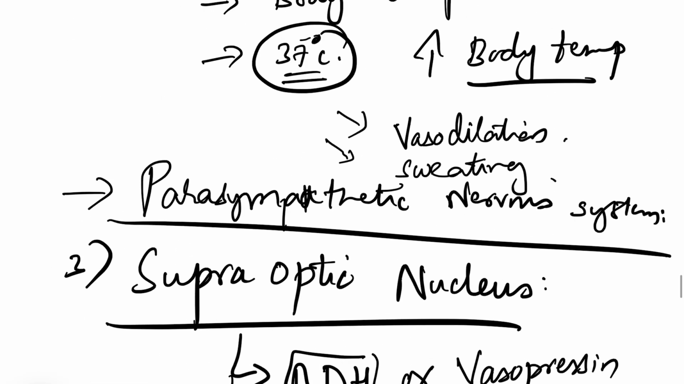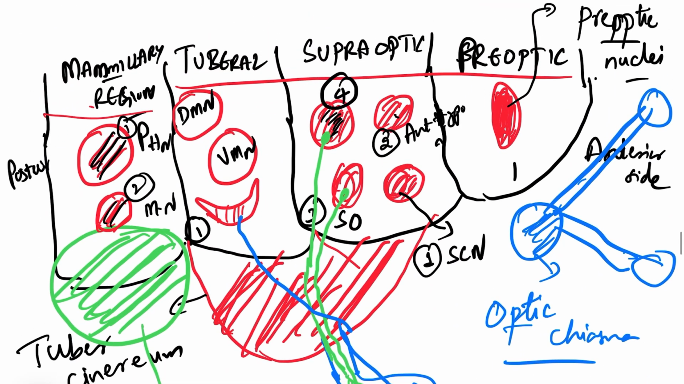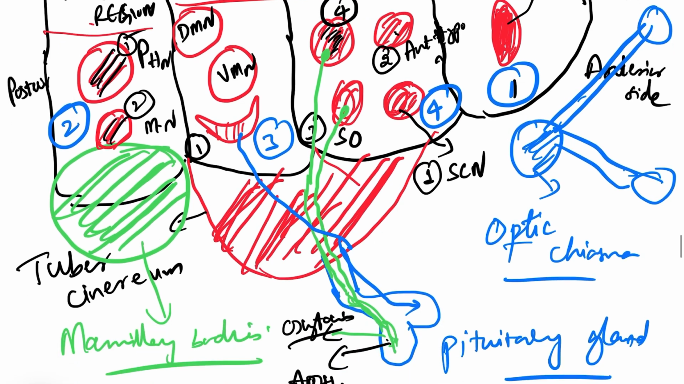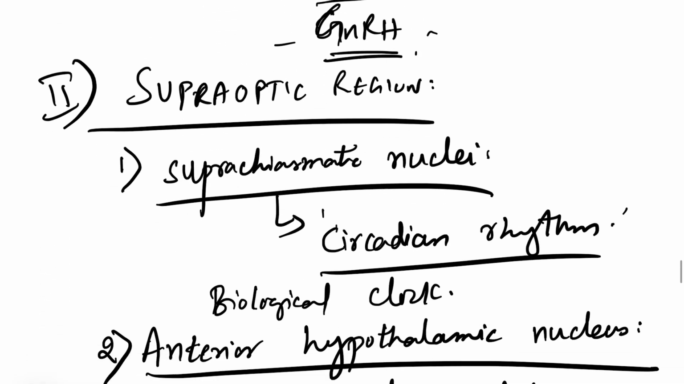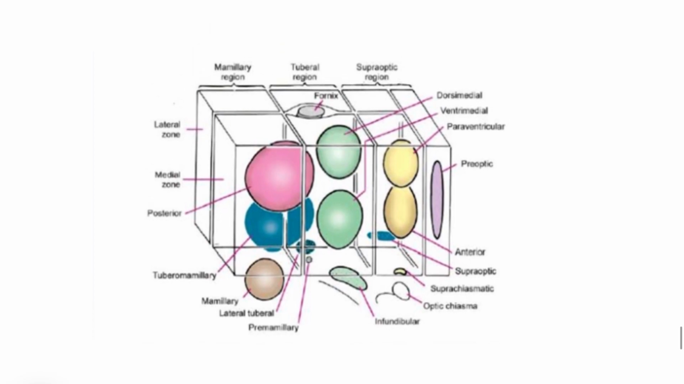So you can see here in this diagram, there is one nucleus in the preoptic region, four nuclei in the supraoptic region, three nuclei in the tuberal region, and two nuclei in the mammillary region. You can remember 1, 4, 3, 2 from anterior to posterior. We'll discuss in detail how these various nuclei subserve the various functions of the hypothalamus. Is it clear? So let us see one more diagram depicting these nuclei.